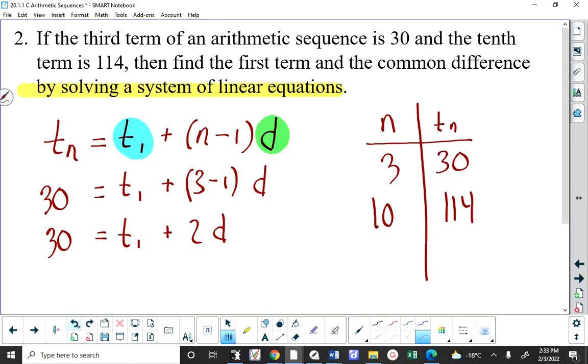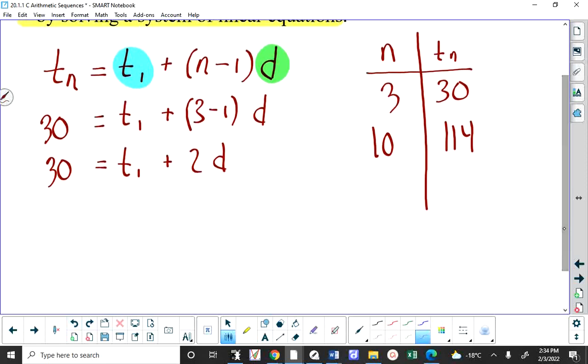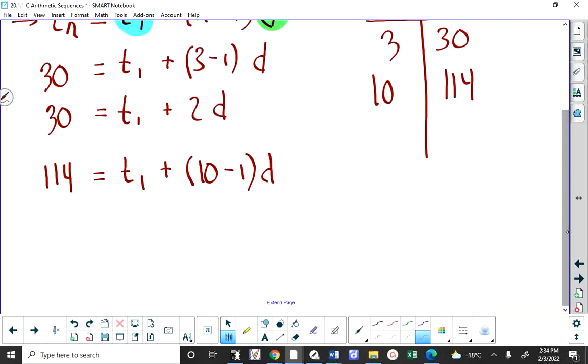And these two go together. Whenever we put n equals 10 in, we have to get 114 coming out for tn. And that means when we load that into this equation, we're going to get 114 coming out. It's equal to T1 plus 10 minus 1 common differences. And we can clean that up and write 9D. So we have 114 equals T1 plus 9D.